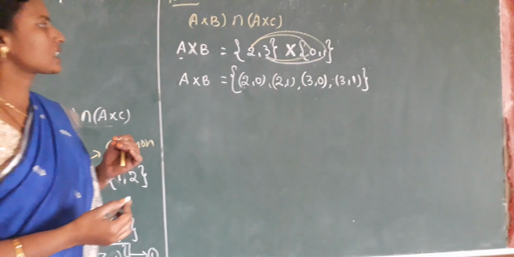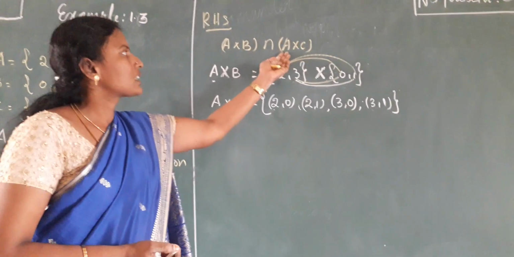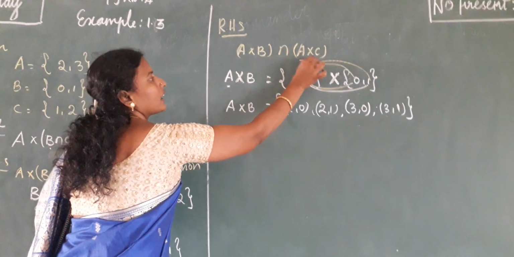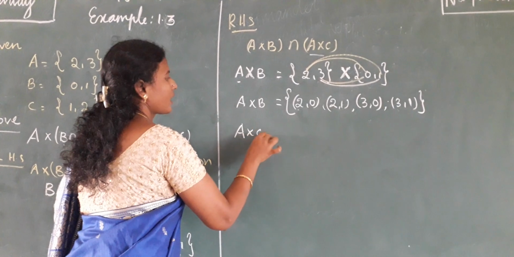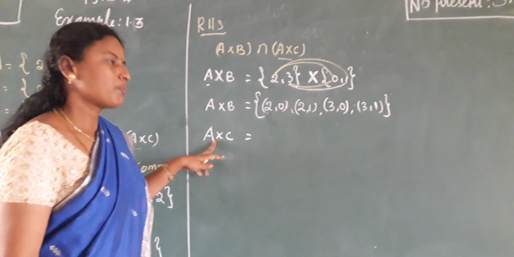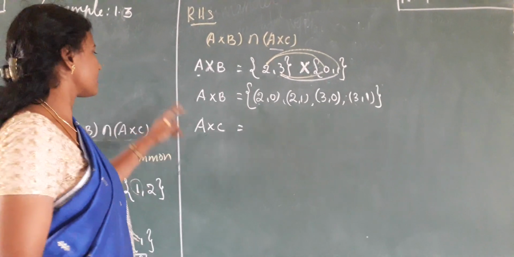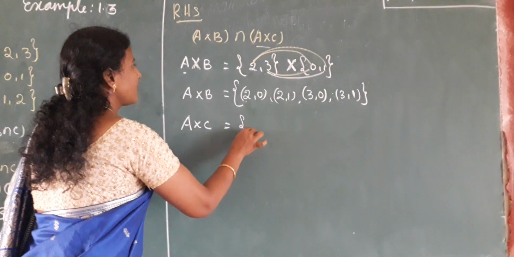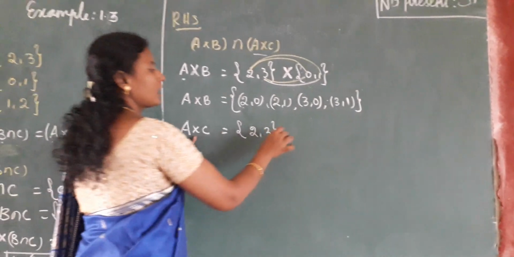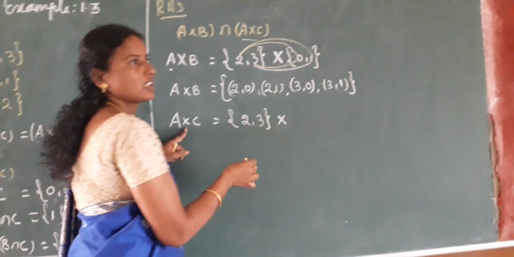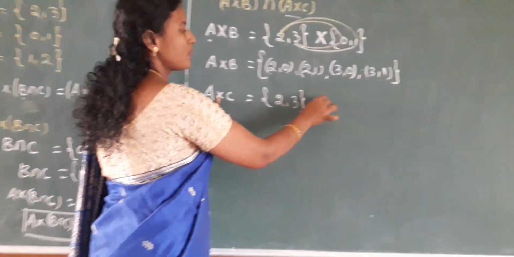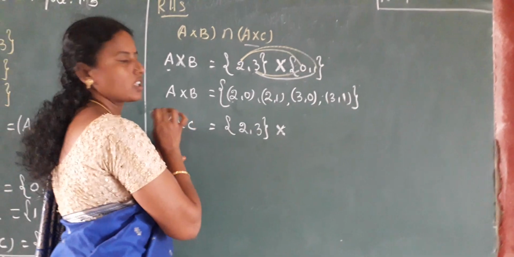Okay. And then next, which one do we want to prove? The next bracket's inside values. Okay. What is the value given? A cross C. So you have to write A cross C. Clear? Okay. And then apply the values for A. Again, see the question's A values. What is the A value? Already you wrote 2, 3. And then what is the symbol? Cross. Cross means cross product, and another name is Cartesian product.